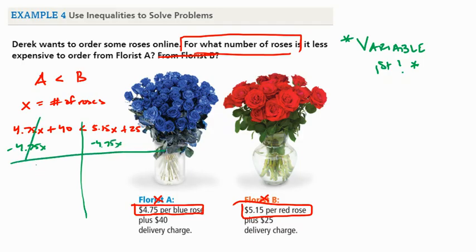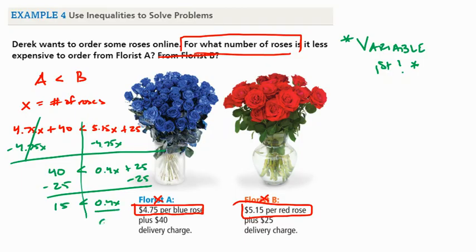Okay, so they cancel here. So I get 40 on the left. The less than stays less than. This becomes 0.4x plus 25. Add or subtract, I'm going to subtract the 25. Again, I move the variables to the right, so I'm moving the numbers to the left. 40 minus 25 is 15. 15 is less than 0.4x.